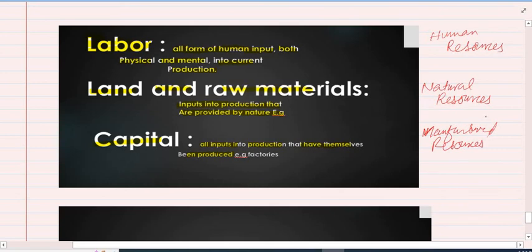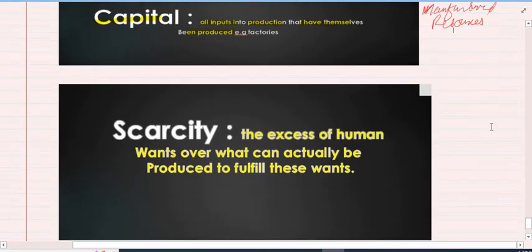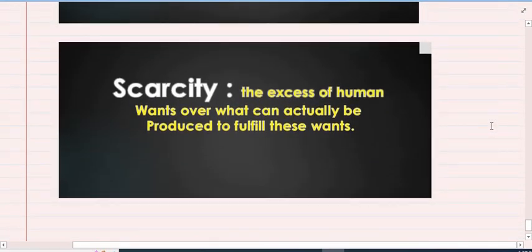So capital consists of all those inputs that themselves have had to be produced in the first place, and the world has a limited stock of capital. So there is a limited supply of factories, machines, transportation and other equipment. The productivity of capital is limited by the state of technology. So here is the reason of scarcity. What is the reason of scarcity?